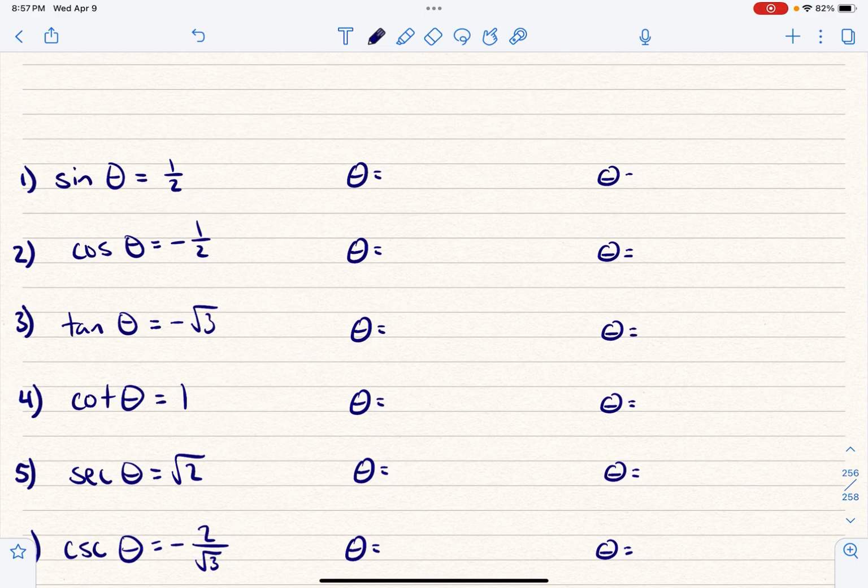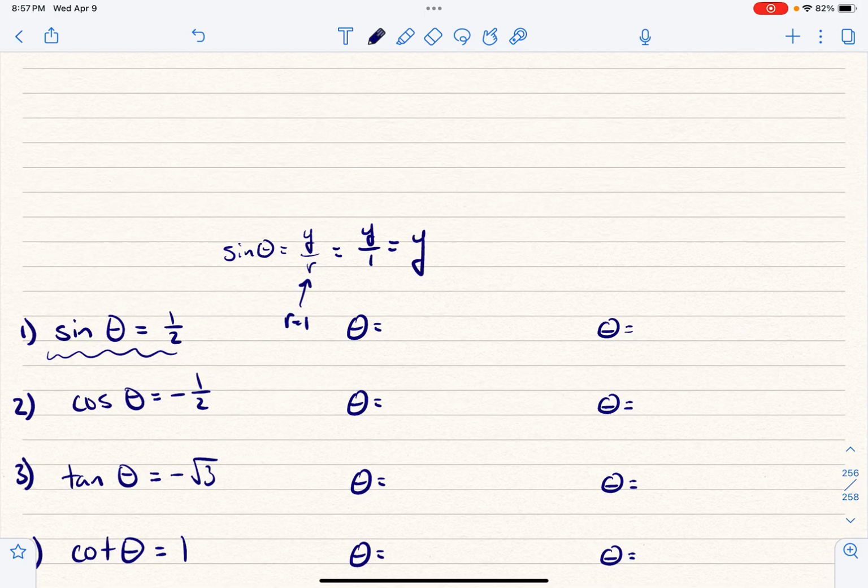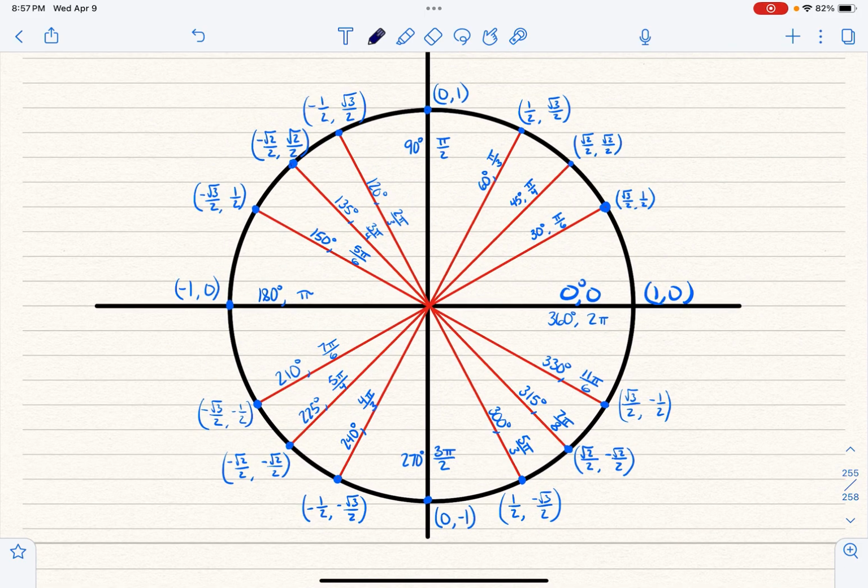All right, so what does it mean to say sine theta is 1/2? Well, we know back from chapter 1 that sine theta is equal to y over r. And we know, because this is the unit circle, that r equals 1. So therefore, sine theta is y over 1, which is just y. So what that means is as I look at the unit circle and I look at the y coordinate of all of these points, that is the sine of that angle.